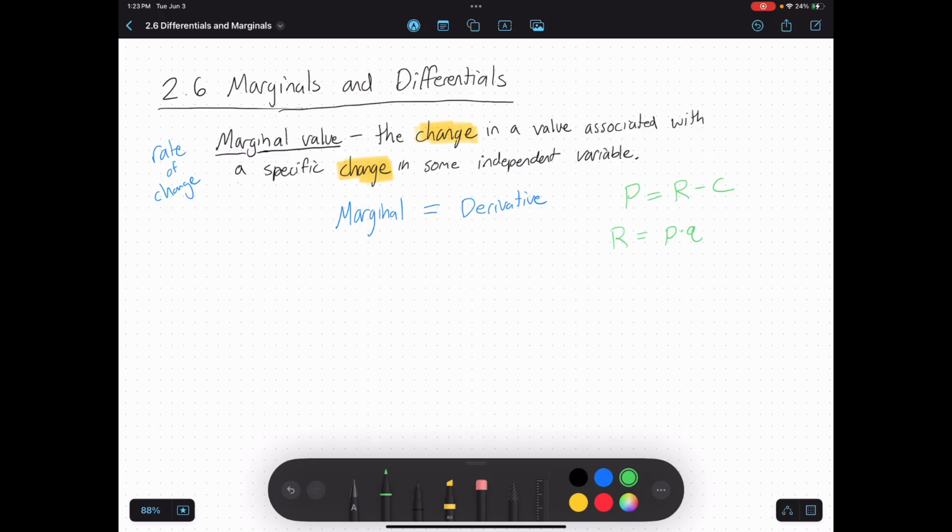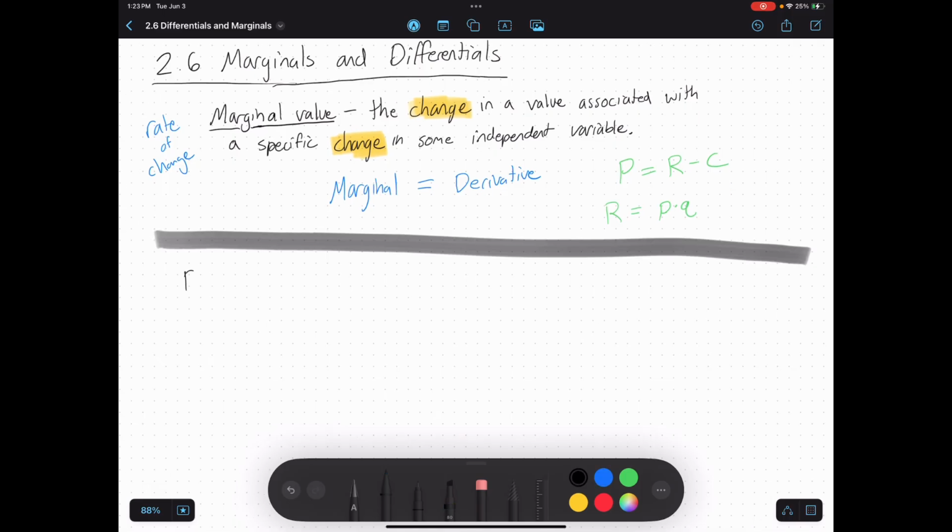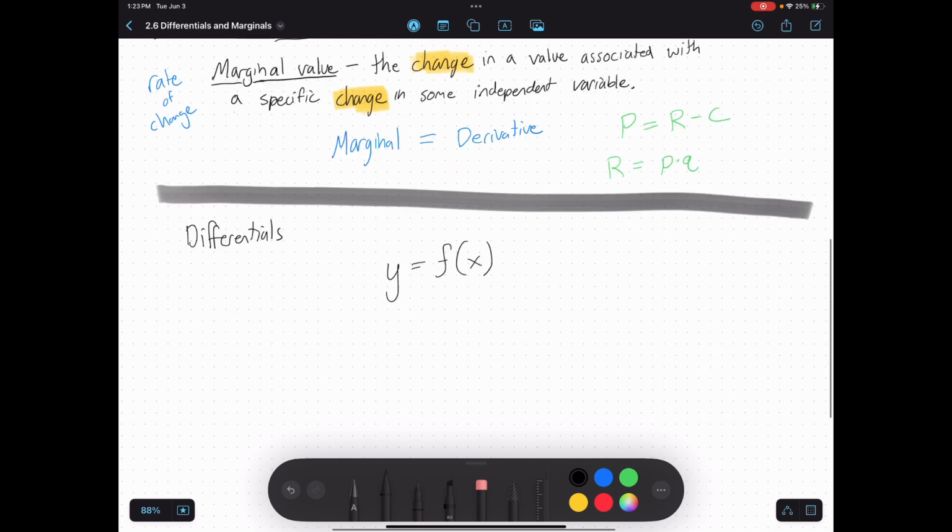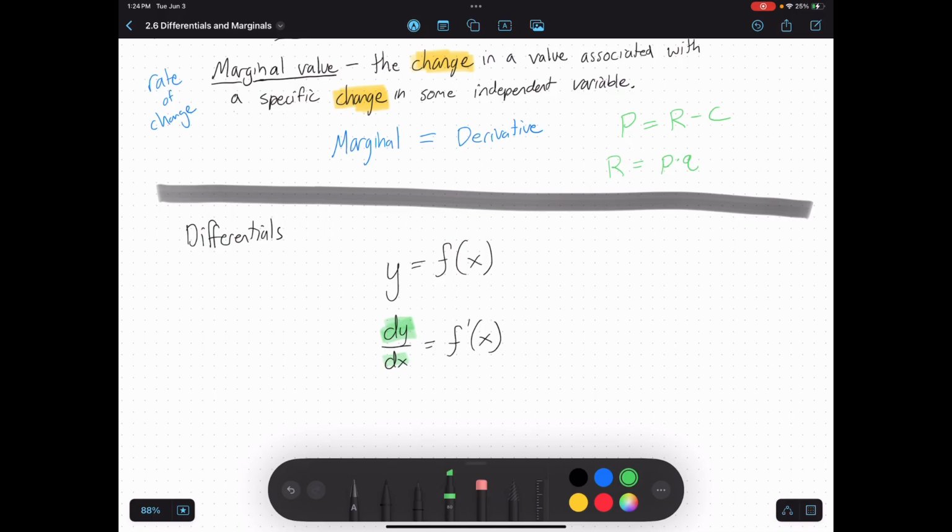So let's move on to differentials. To understand differentials, we need to go back and revisit Leibniz notation. If we have y as a function of x, what does this notation dy over dx mean again? It represents the derivative. And remember, the reason why is because this notation represents your change in y as your x changes. It comes from that slope formula, which is exactly what a derivative is. It's a rate of change.